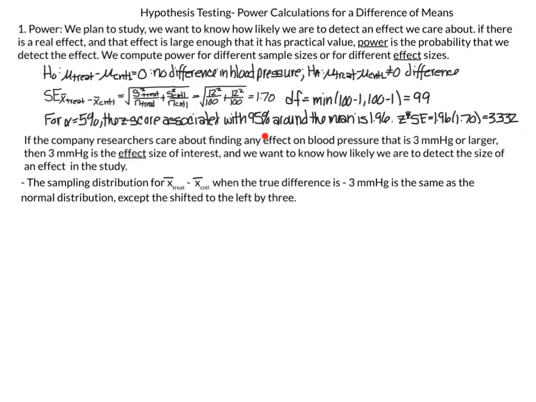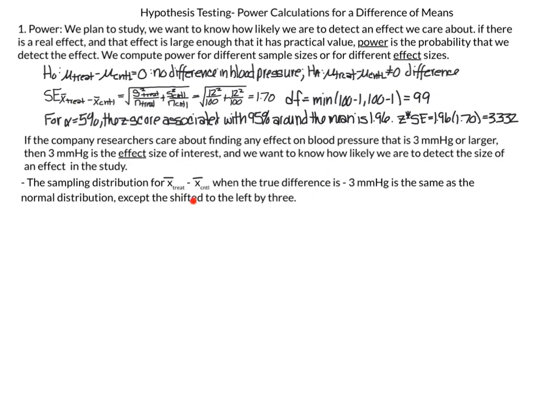Now, for our power calculation, what we want to know is the probability of finding any effect on blood pressure that is 3 mmHg or larger. So now 3 mmHg is the effect size of interest. So now we're going to say our sample, the difference between the treatment and control group, we want to know if it's 3 mmHg or larger.